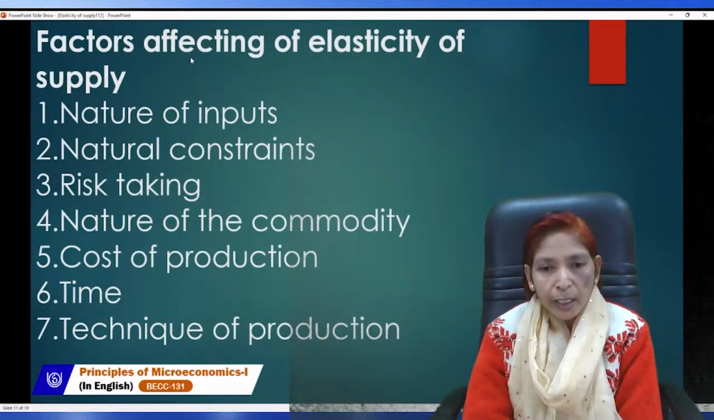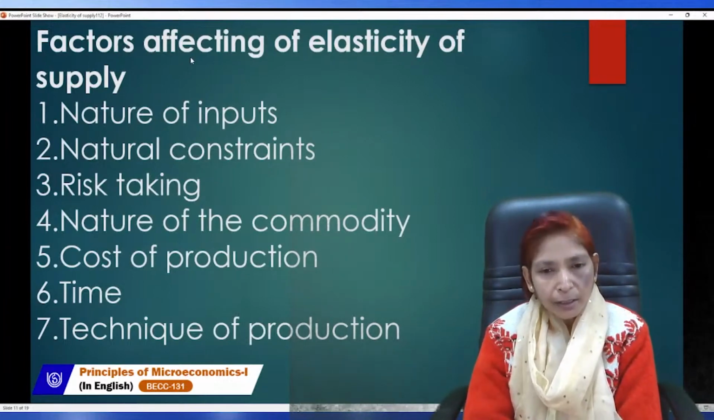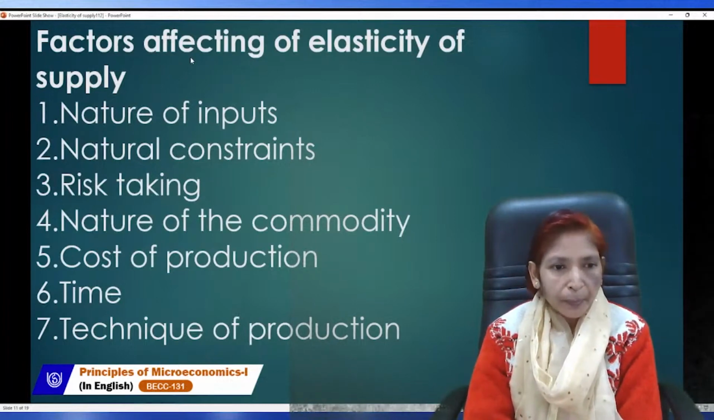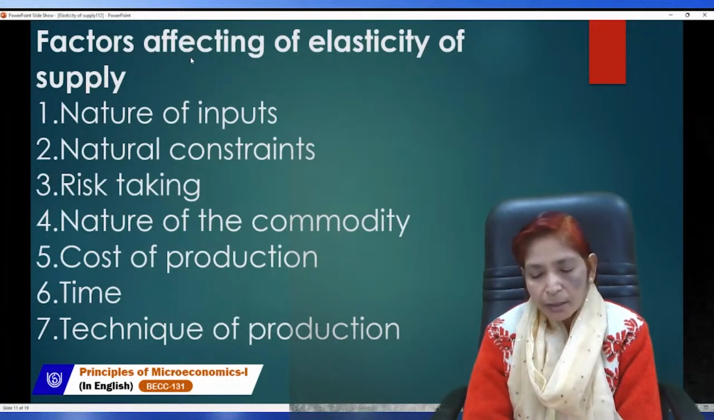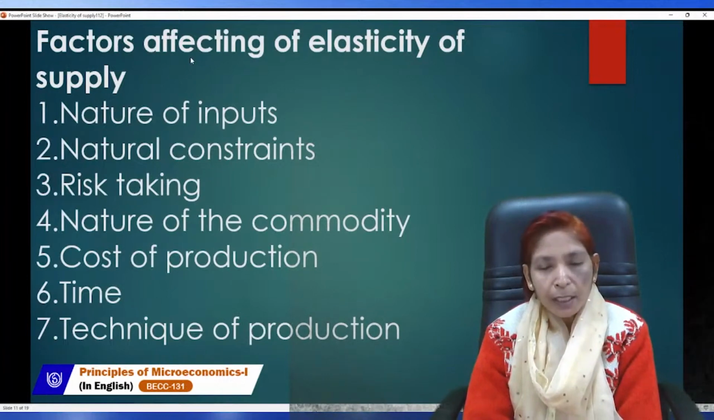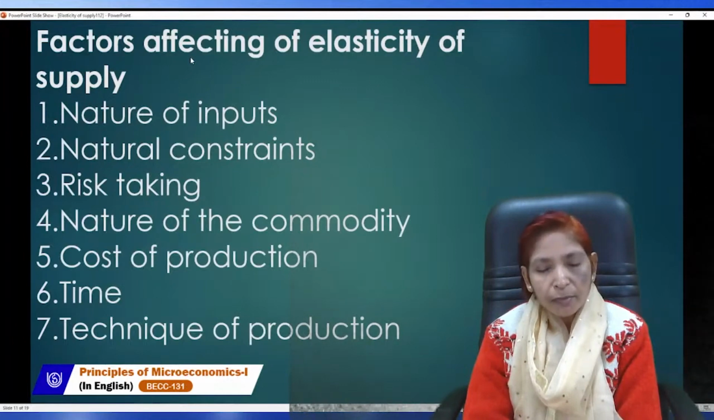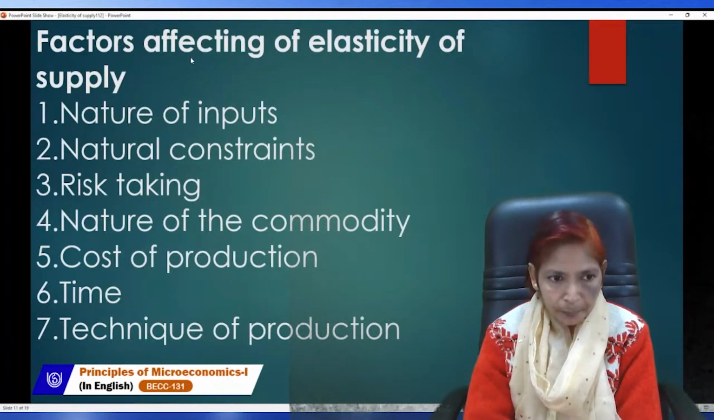So nature of the commodity affects elasticity of supply. In this case, you have to mention here three categories of commodities. One is perishable, second is durable, and third is semi-durable. And according to their categories, you can mention that in case of perishable commodities, elasticity of supply will be inelastic. In case of durable goods, elasticity of supply will be perfectly elastic. And in case of semi-durable goods, elasticity of supply will be less elastic.